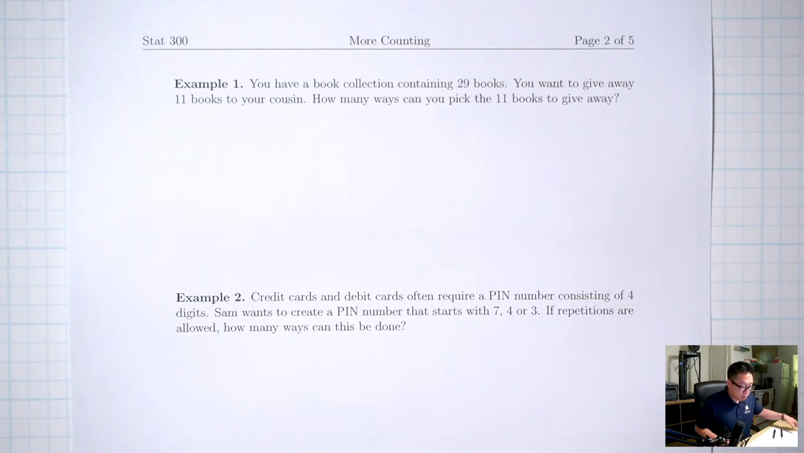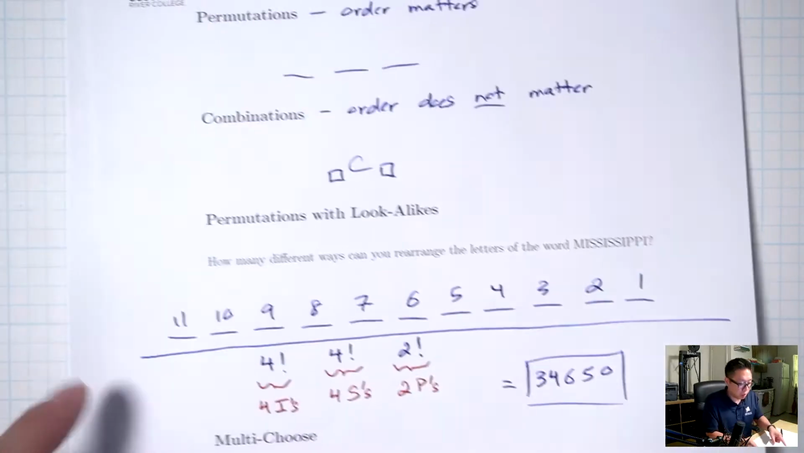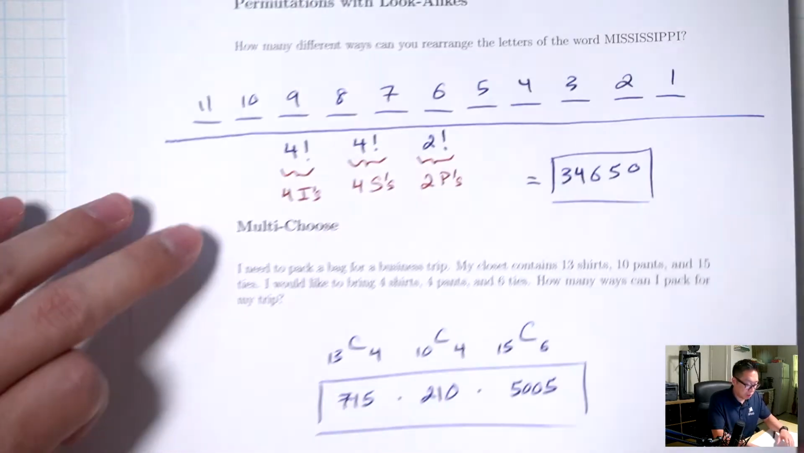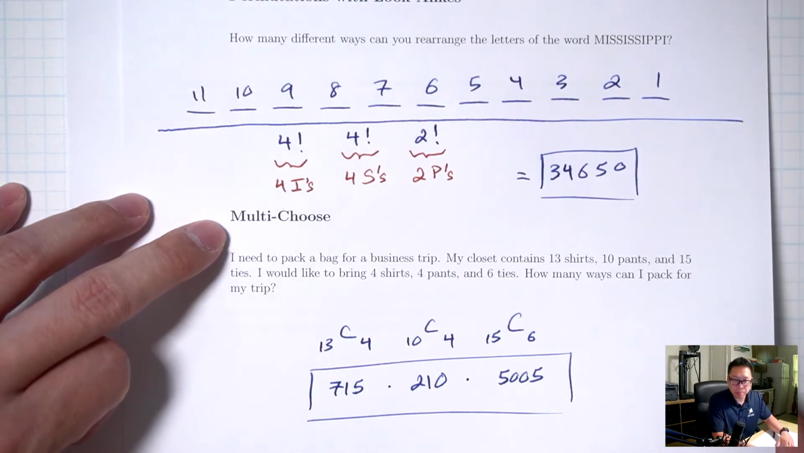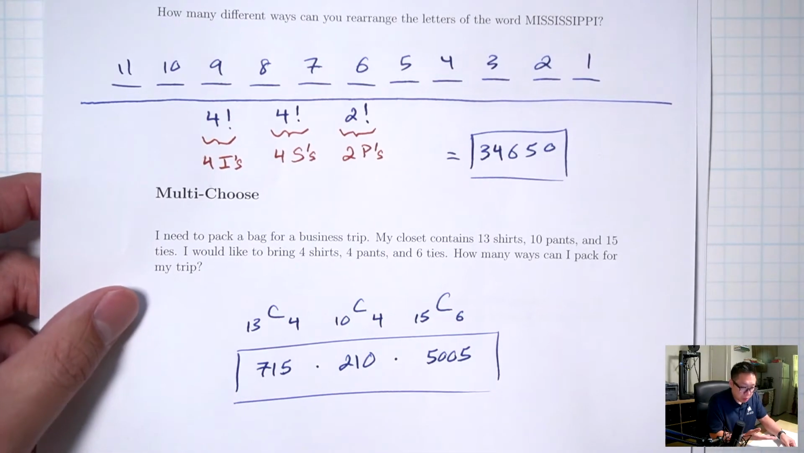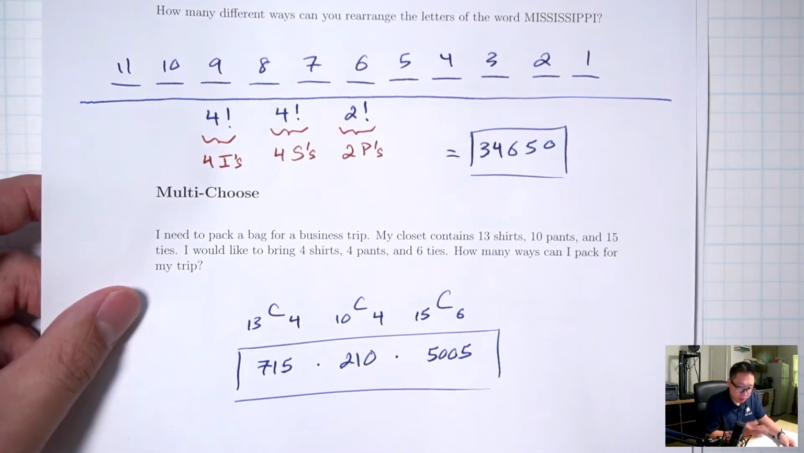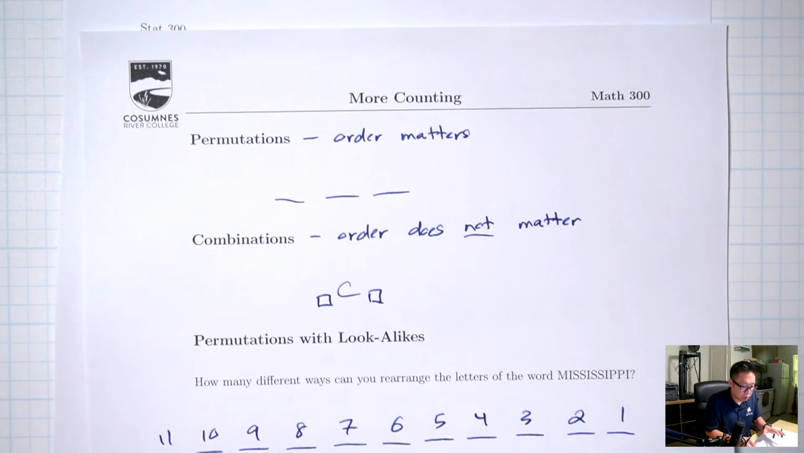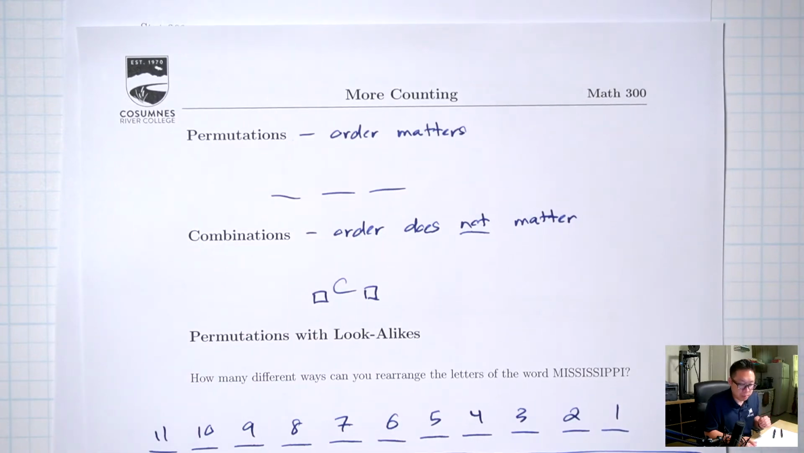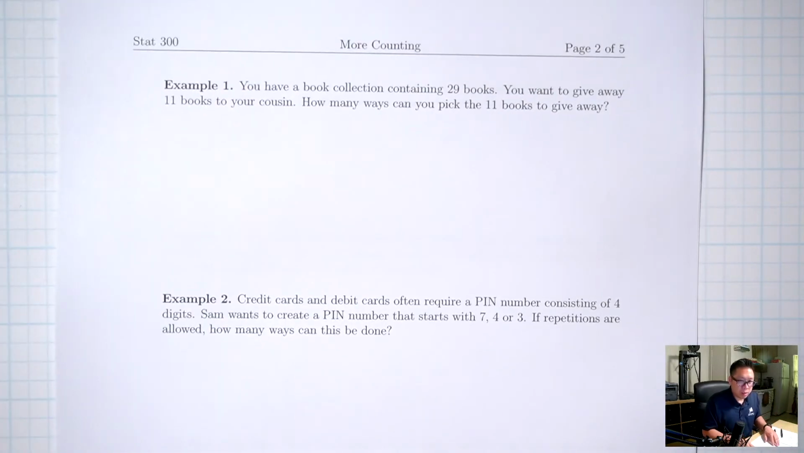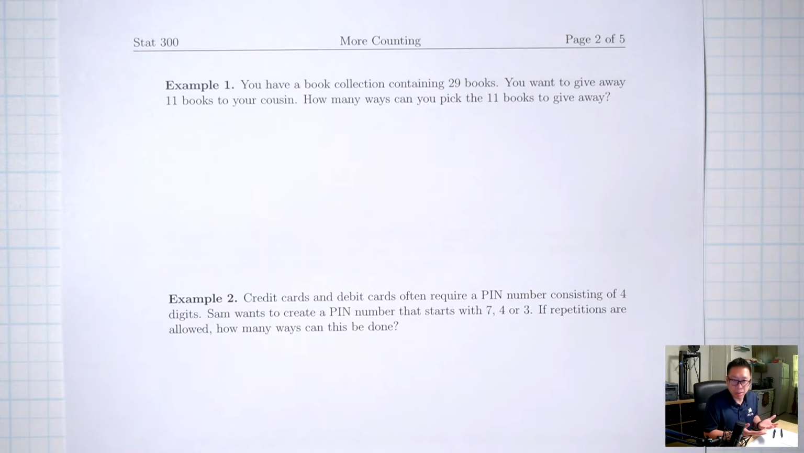So if the order does not matter, it's going to be one of the combinations, either a regular combination or a multi-combination, or multi-choose. And the question is, are you choosing a couple things and then choosing a couple more things and then choosing a couple more things, or are you just choosing one time? For this one, you're just choosing one time. You're just choosing 11 books and then you're done. So this is going to be a regular combination.